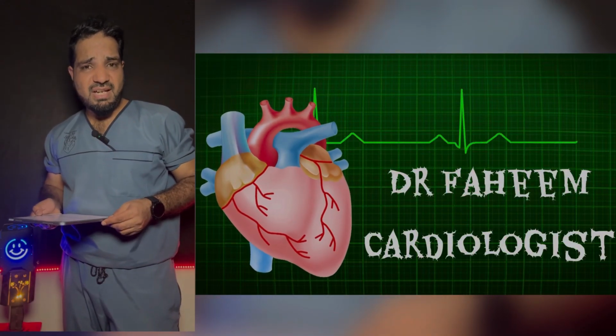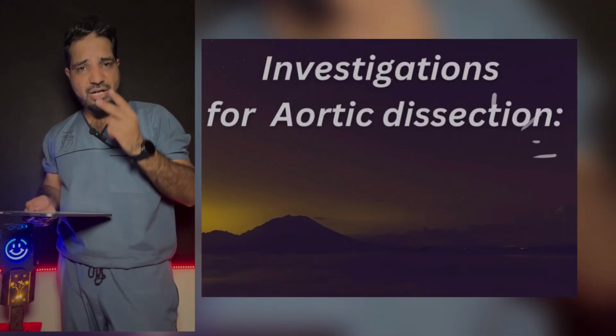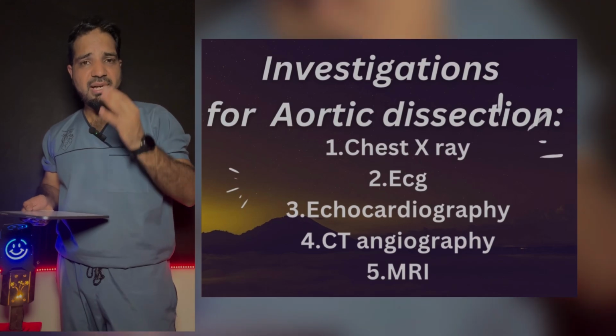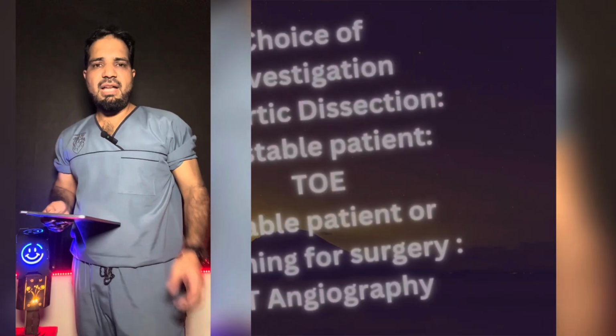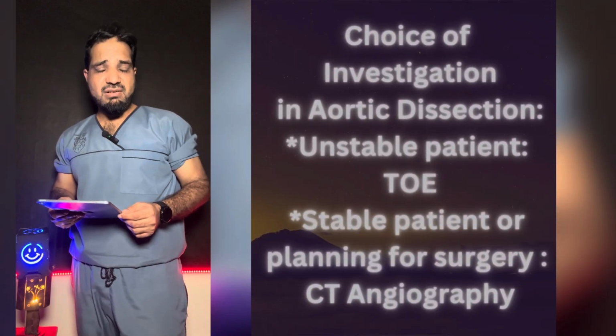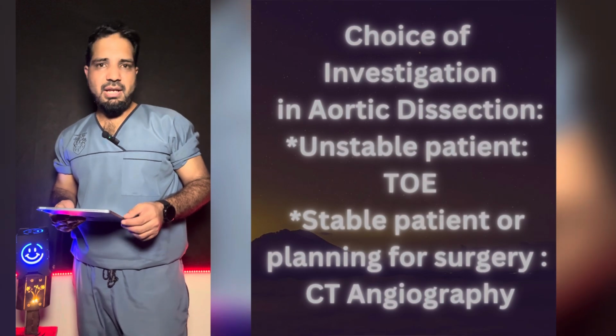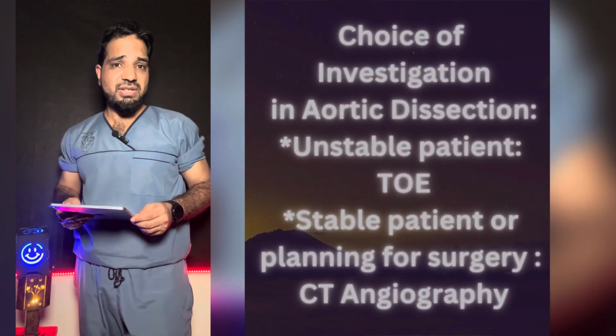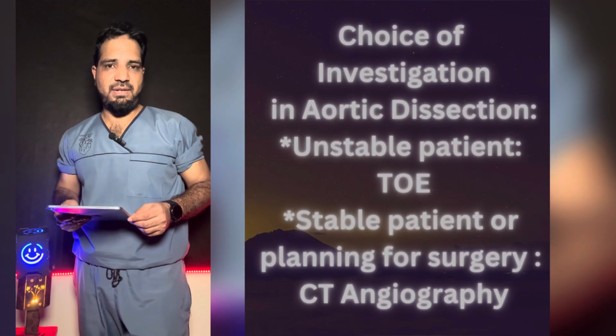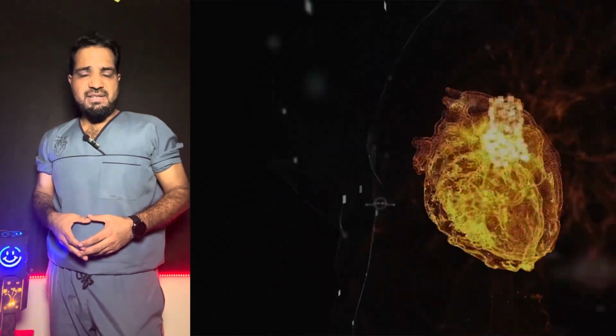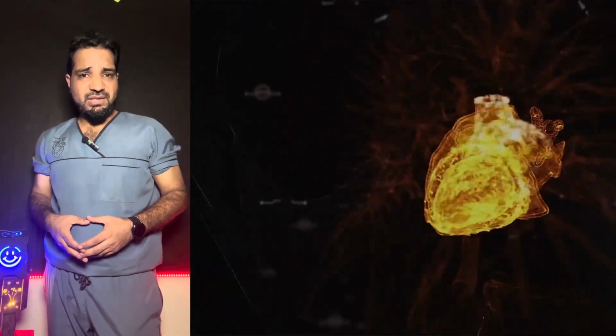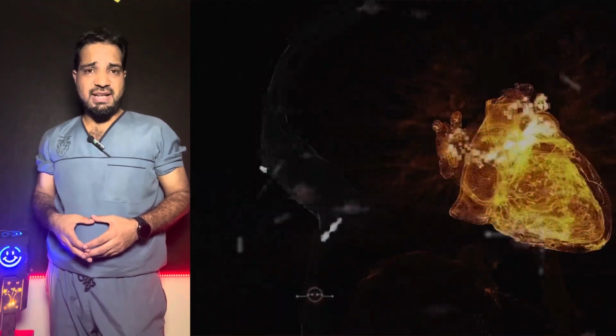Investigations for aortic dissection include chest X-ray, echocardiography, CT angiography, MRI, and ECG. If the patient is unstable, go for transesophageal echocardiography. If the patient is stable or surgery is planned, go for CT angiography. CT angiography is 98 to 100% specific and sensitive to detect aortic dissection.